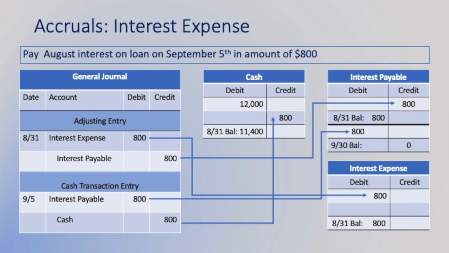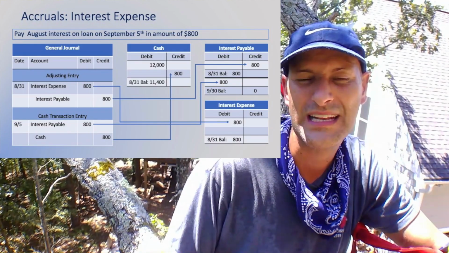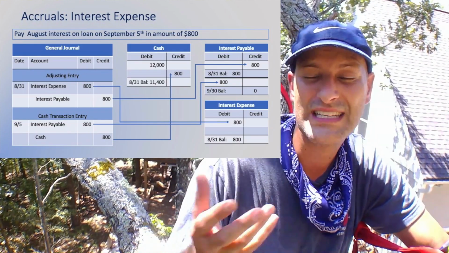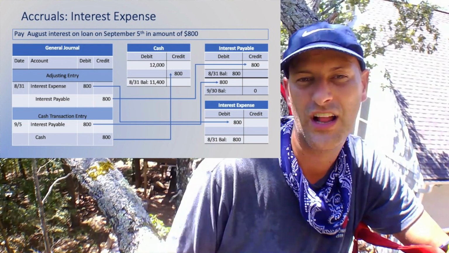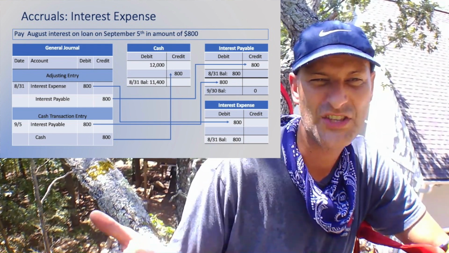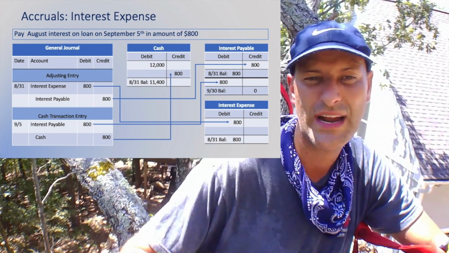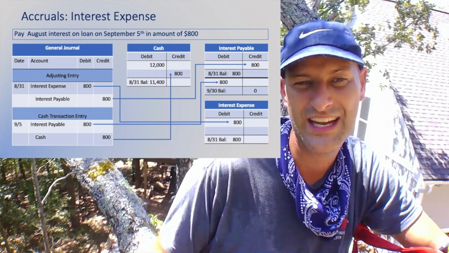So our adjusting entry, let's say we incurred $800 of interest in the month of August. We're going to recognize that interest expense because we've used that cash or that loan for the month of August. That is going to be an expense, but then we haven't paid anything yet. So that is a liability. We owe someone that $800. So we're going to debit interest expense, credit interest payable. That is our adjusting entry.